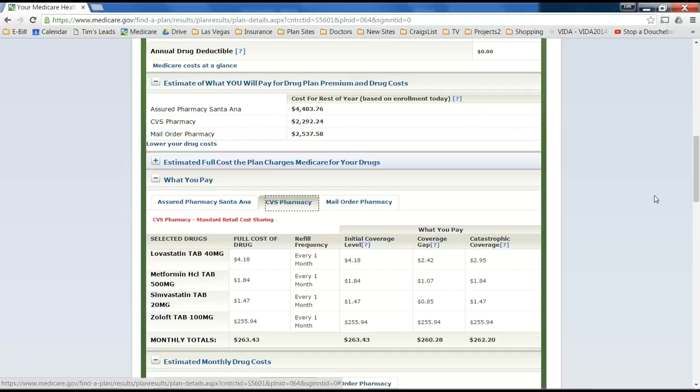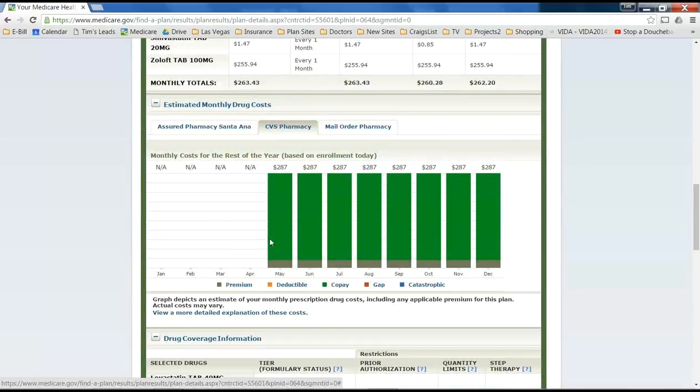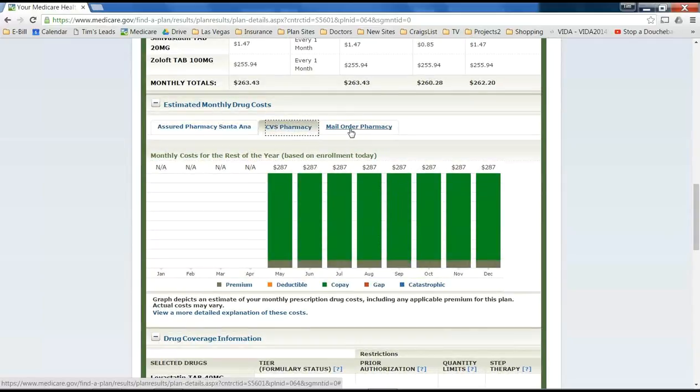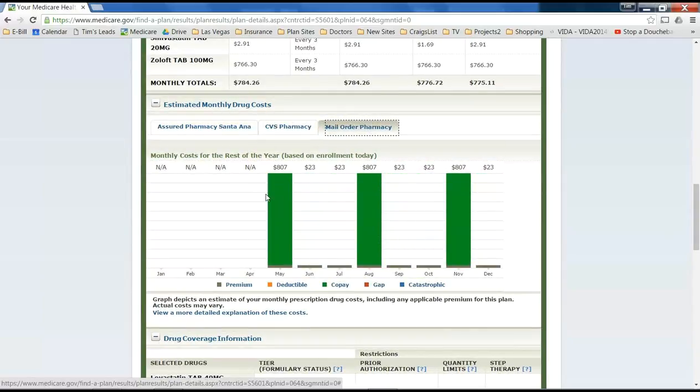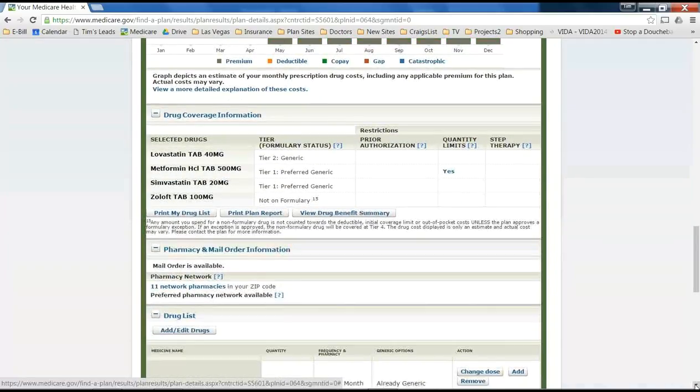Okay, what else can we find out on here? As I scroll down, it'll tell me the price per month for each individual one. So that's what it is at the Assured pharmacy. That's what it is at CVS. Mail order, obviously, is every 3 months, so that's what it would be if they did it mail order. As I scroll down here a little more, this is really great. This will tell you what tier it is within that plan. Here's the Zoloft. Basically, it's saying not on formulary.